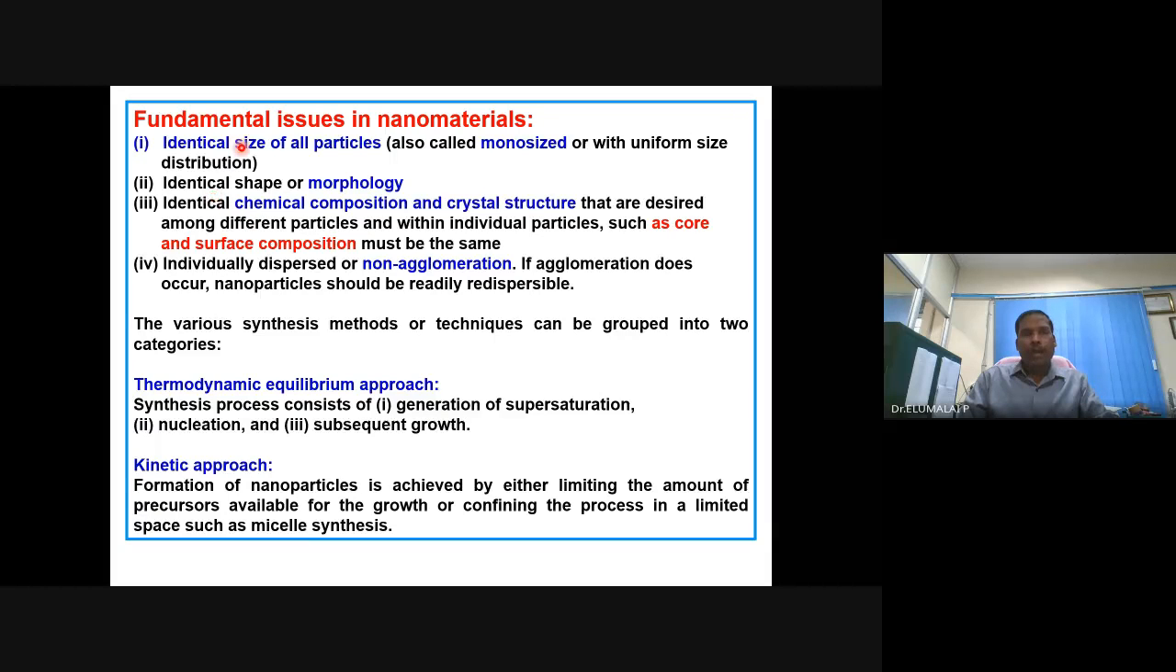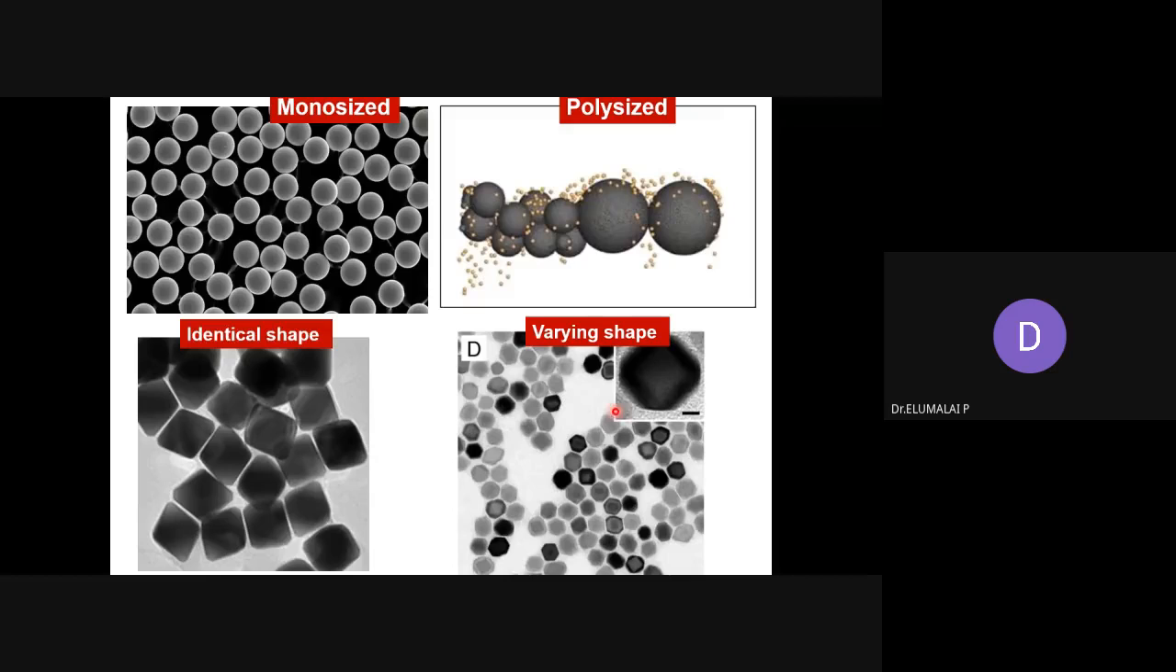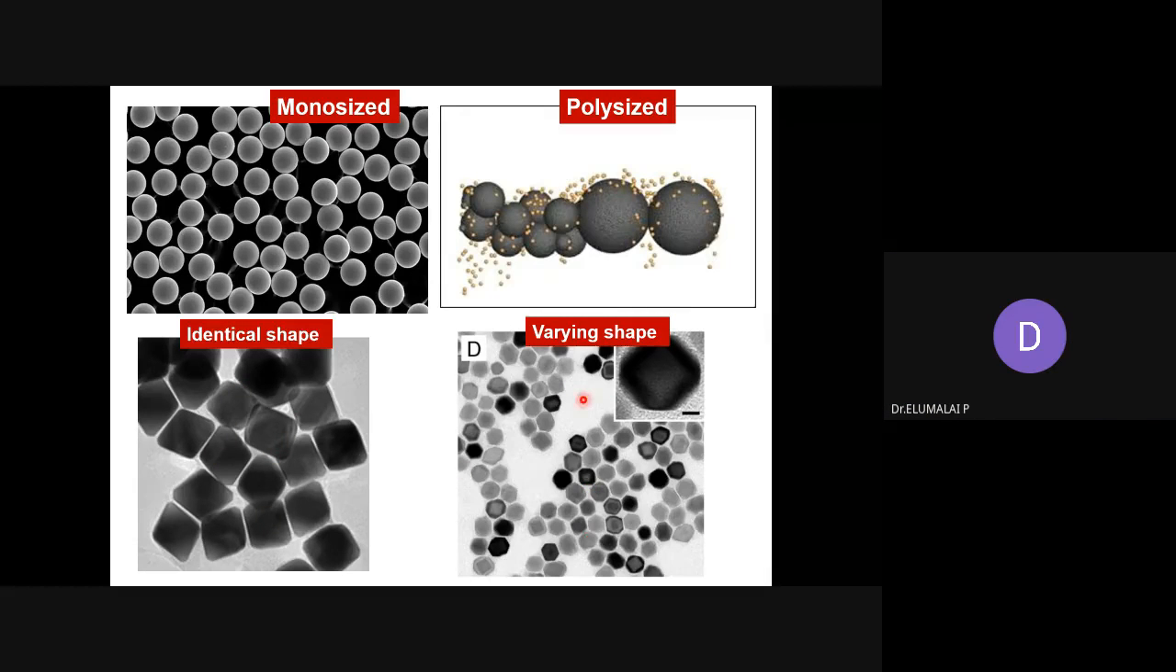Identical shape is also very important. Identical size, identical shape. What is identical shape? You see here, all particles are nearly cubical. But look here, varying shapes. Same size, same shape here, but different shapes there. You see cubical, hexagonal, sometimes nearly spherical, elongated spherical, or some heart shape, and no shape, all sorts of sizes and shapes. Again, properties of this will be different, properties of this will be different.